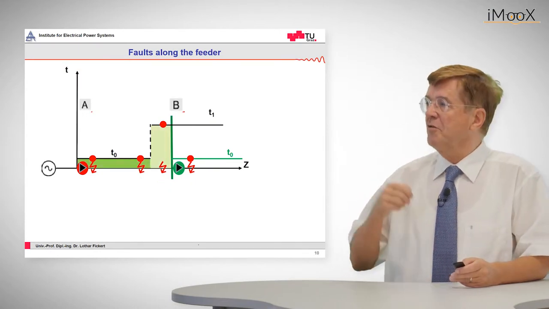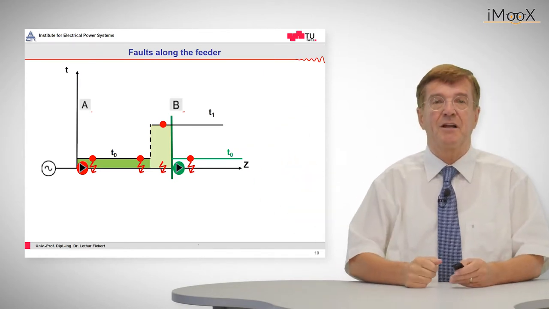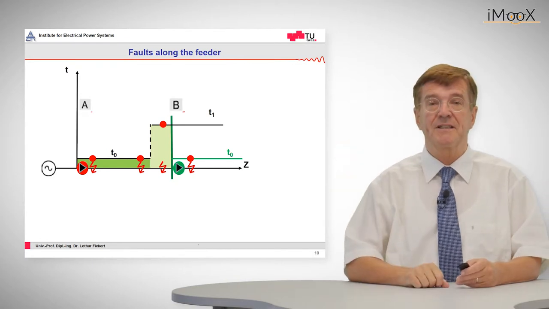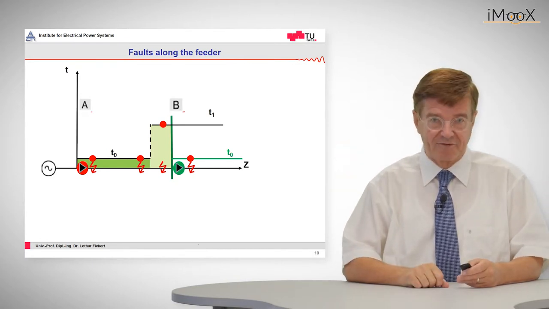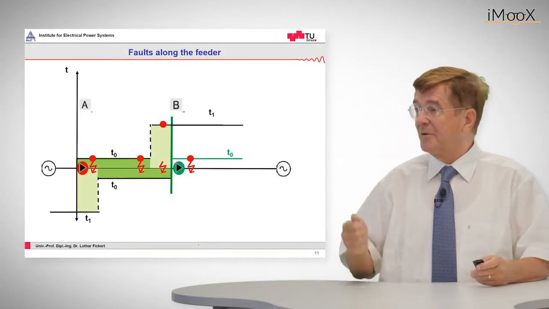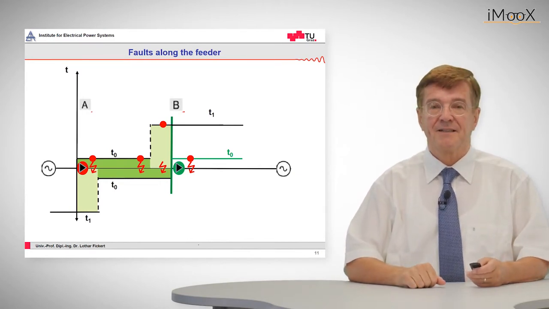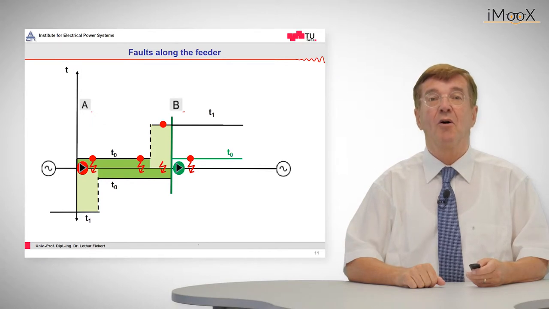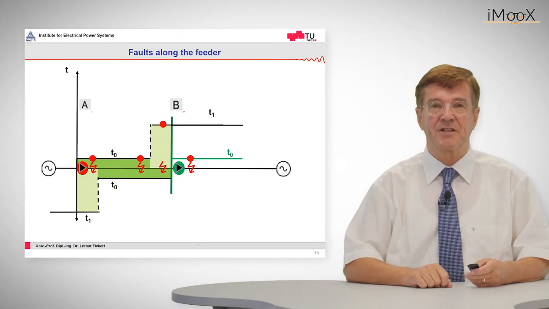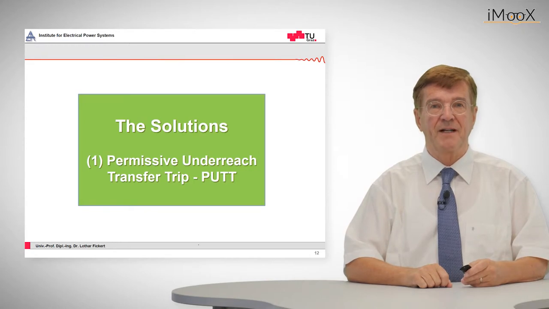If you look now at the overall picture for the tripping times, we see that in the first 85% of this line we have a quick trip, and in the remaining 15% we have a retarded trip. And if you keep in mind that distance protection normally has two ends, we have the same picture for the opposite relay. That means approximately 30% of all faults on lines are not cleared by the appropriate distance protection in quick time. This is a disadvantage, and it can be overcome by two basic solution schemes.